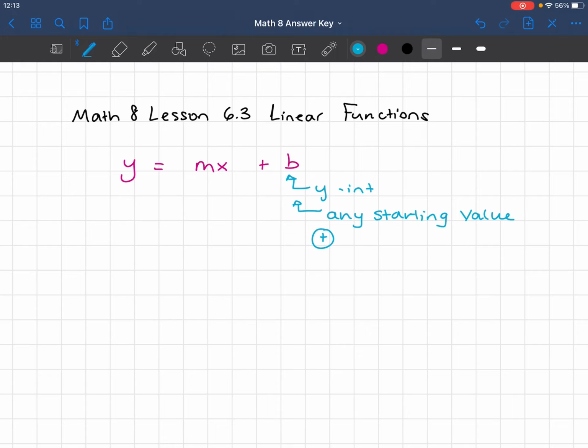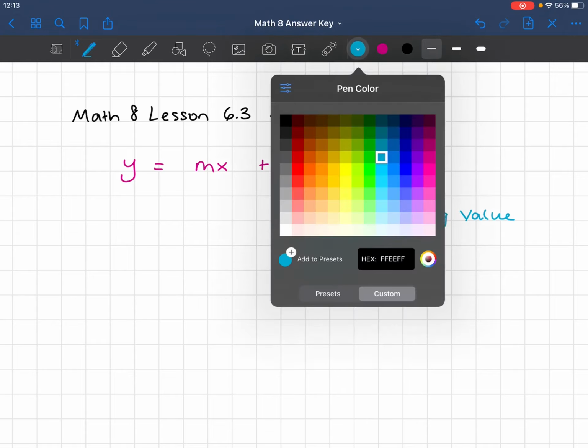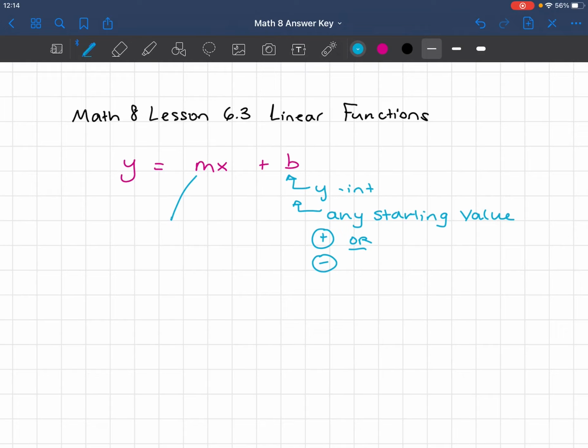If the starting value is like you're at a specific height or you're 5 feet above the ground, that means that b will be positive. But if you start with a loss, so let's say that a problem tells you that you start with a debt of $50, or if it costs you something, that's going to be a negative b value.